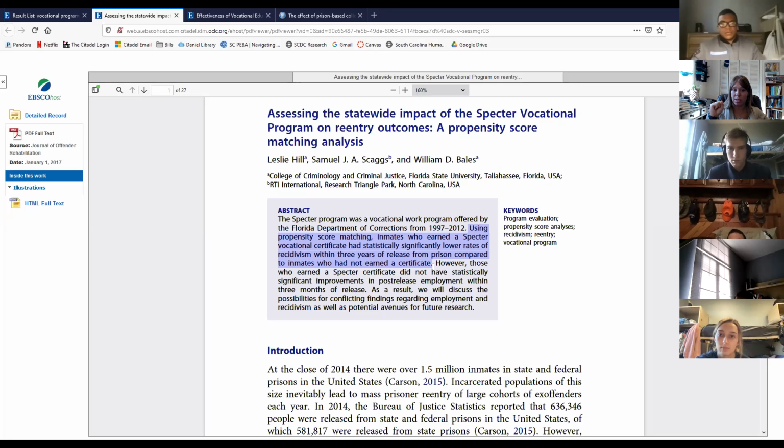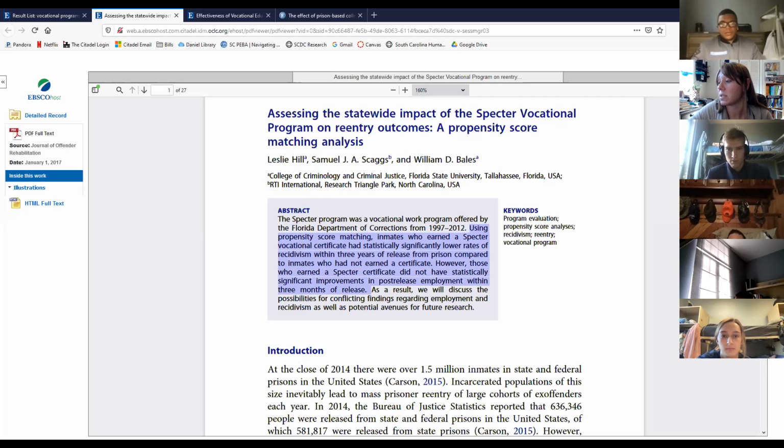So how many policy implications should come from this study? 2, right? So this program reduces recidivism, but it doesn't increase employment. And then I go on about why that is for like 5 pages. That's what researchers do.